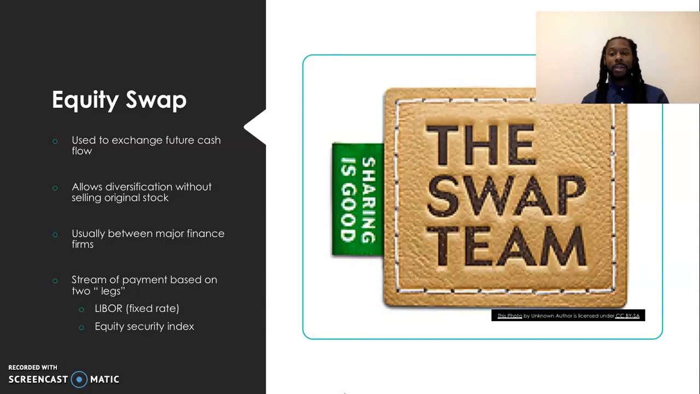The last and final alternative that we're going to discuss is the equity swap. This one's used to exchange funds of future cash value, or cash flow, should I say. This also allows for diversification without having to actually sell the stock that you have.